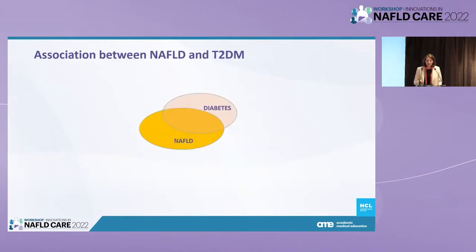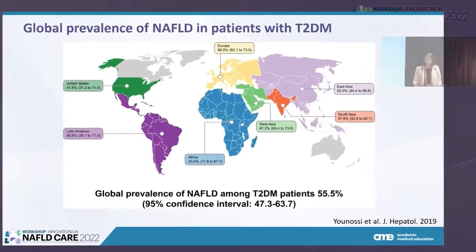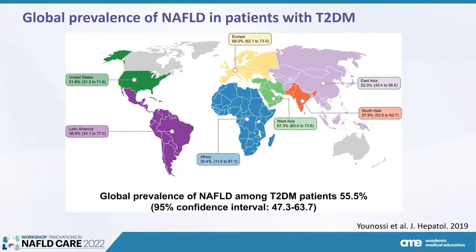What about the association between NAFLD and type 2 diabetes? Again, you've seen this slide previously. We have data from a large meta-analysis, including over 80 studies worldwide, that tells us that the global prevalence of NAFLD among patients with type 2 diabetes is approximately 55.5%.